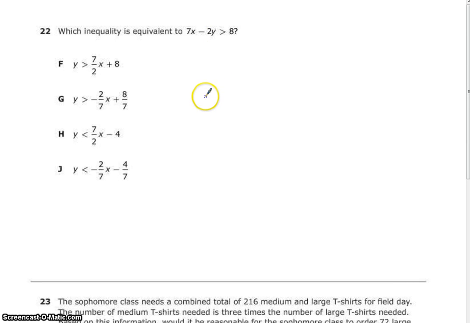Looking at number 22. Which inequality is equivalent to 7x minus 2y is greater than 8? If you look at your answer choices, they all have y by itself. So that's what we need to do, is get y by itself. So the 7x has to move. Remember that you look in front of it, not after it. It's a positive 7x, so when I move it, I'm going to subtract it.